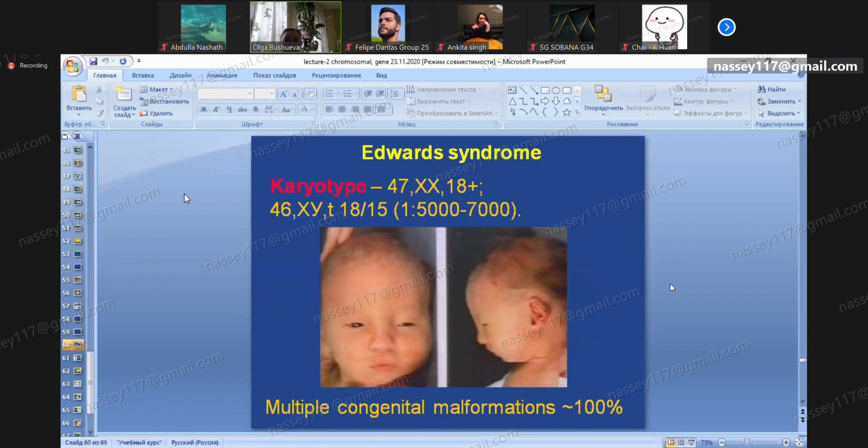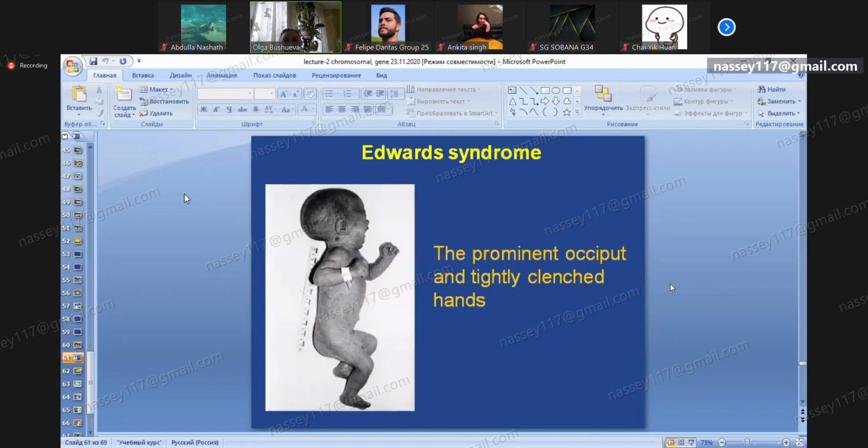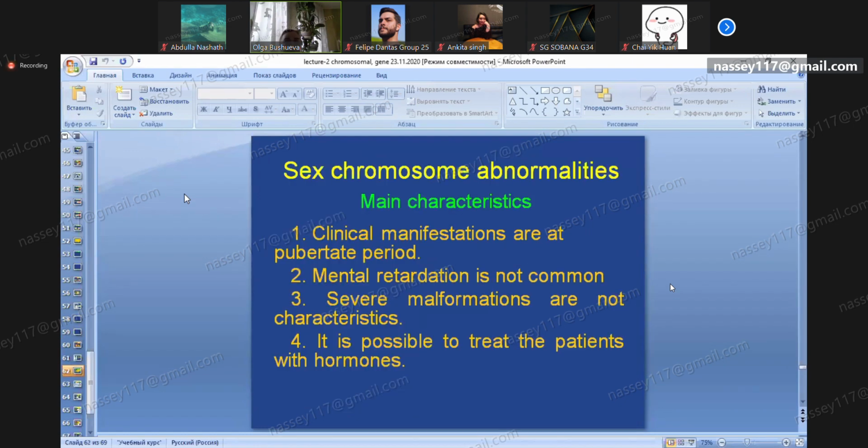Patients with Edwards syndrome have multiple congenital abnormalities in 100% of cases. The prominent occiput and tight clenched hands.